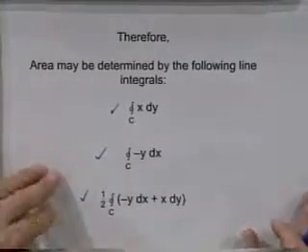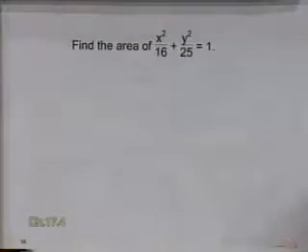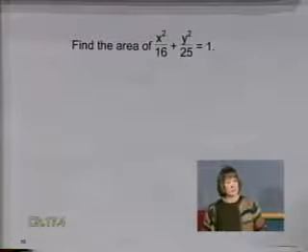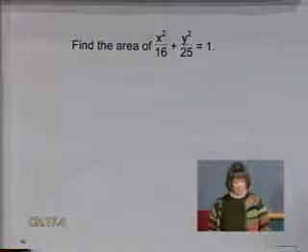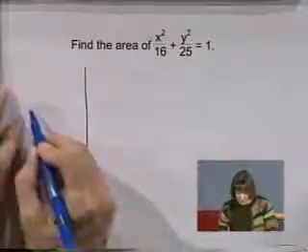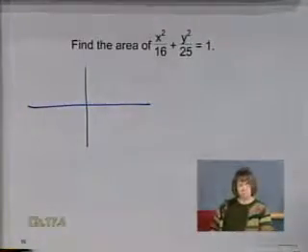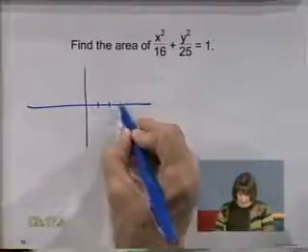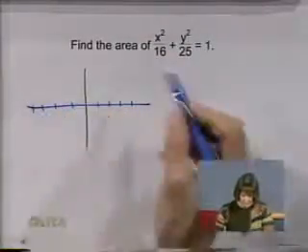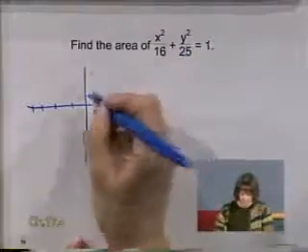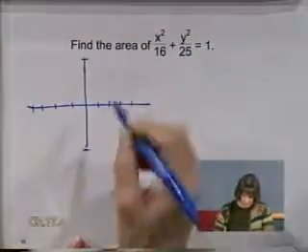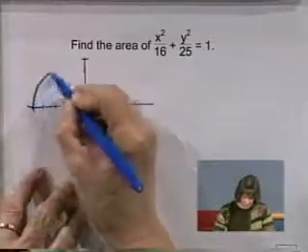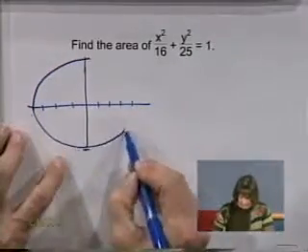So in closing, the last problem that I want to do today is I want to find the area of this ellipse. X squared over 16 plus y squared over 25 equals 1. And the way I'm going to do it is, notice this ellipse. Can anybody tell me, in drawing this ellipse, if you let y be 0, what's x? Plus or minus 4. And if I let x be 0, y is plus or minus 5, excuse me. This ellipse looks like this.